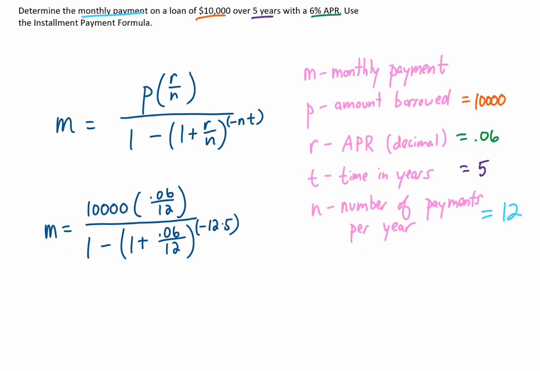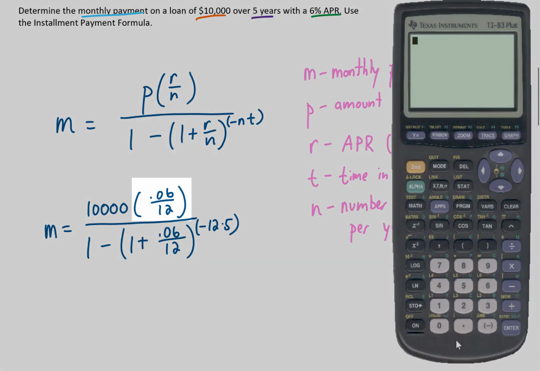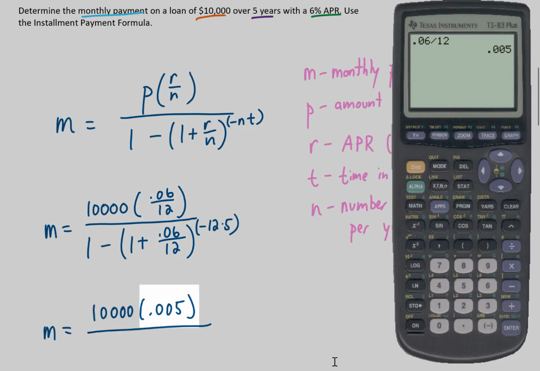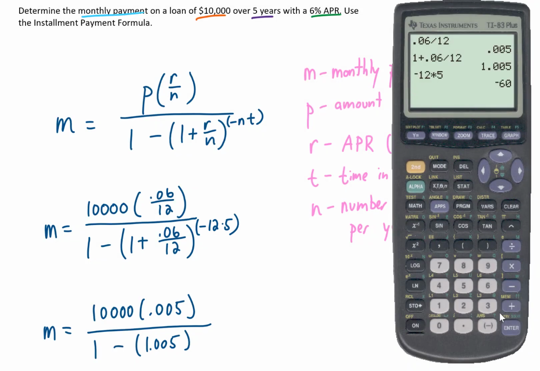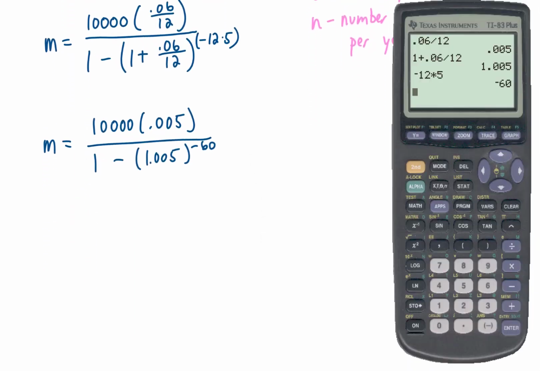Plugging all of this into our calculator can be a bit of a chore. Let's go through it step by step. Let's simplify what's in parentheses in the numerator by dividing 0.06 by 12. Okay, that's 0.005. In the denominator, let's simplify the 1 plus 0.06 over 12 in parentheses. That's 1.005. And let's also simplify the negative 12 times 5. That's negative 60.